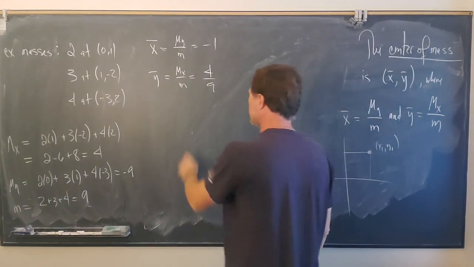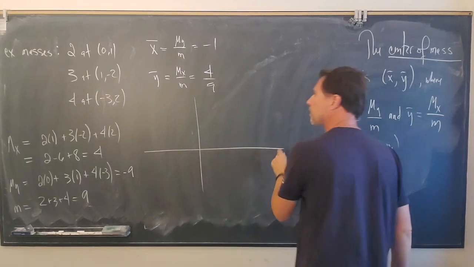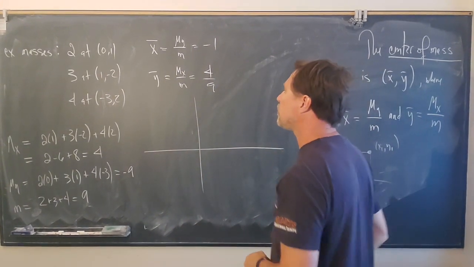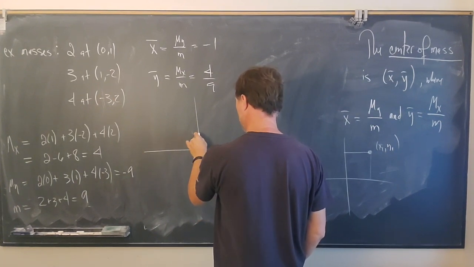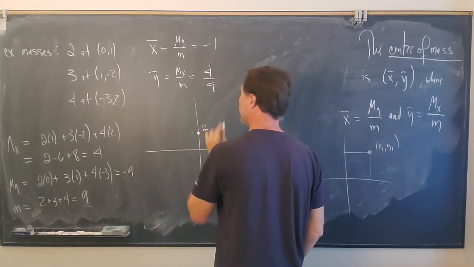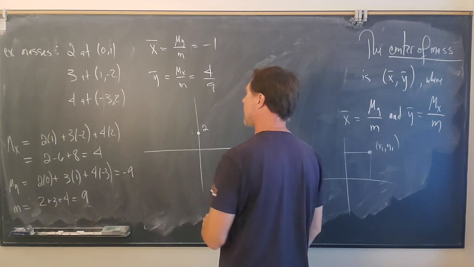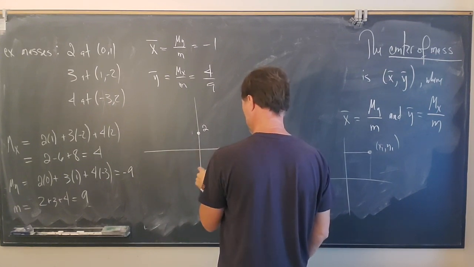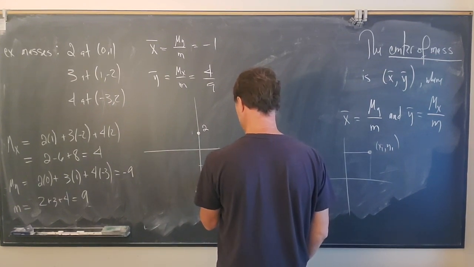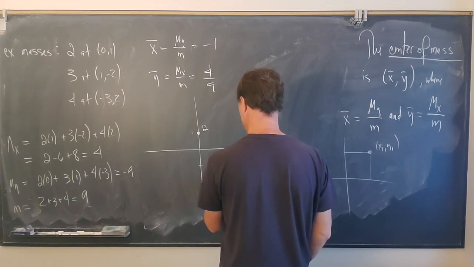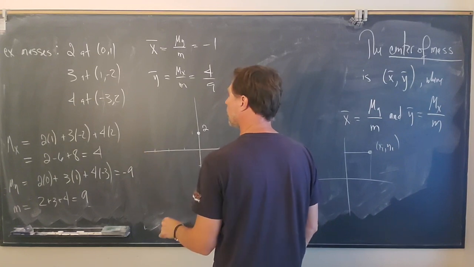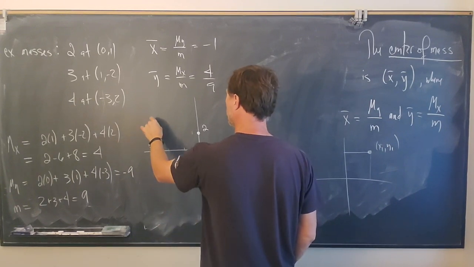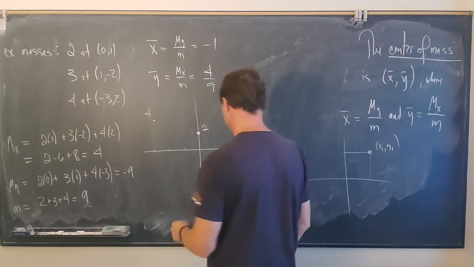So let's see if this actually makes sense. Let's draw the picture now. We have a mass of 2 at the point 0, 1. So over 0, up 1. All right, so we put a mass of 2 right there. We have a mass of 3 at 1, comma, minus 2. So there's a mass of 3 right there. And then at negative 3, comma, 2, we put a mass of 4.